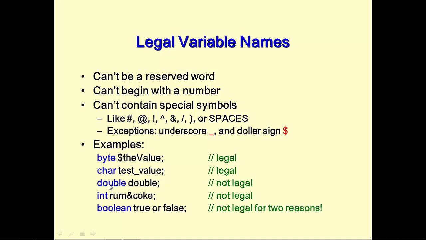If we go down here and look at double, remember that double is a reserved word, so we broke that rule. So this is not legal. Going down here to the 4th one, you have int, that is the data type, but then rum and coke. An example of breaking the rules here, we can't use the ampersand, so that one breaks that rule. And then coming down here, you could say Boolean, true or false. This actually breaks 2 different rules, and maybe I'll leave it up to you to figure out what those 2 are.